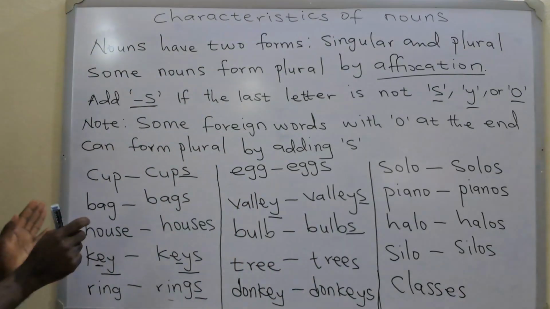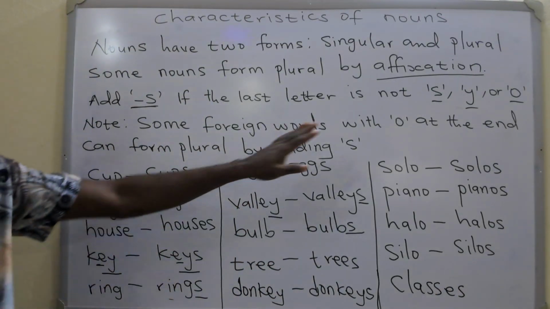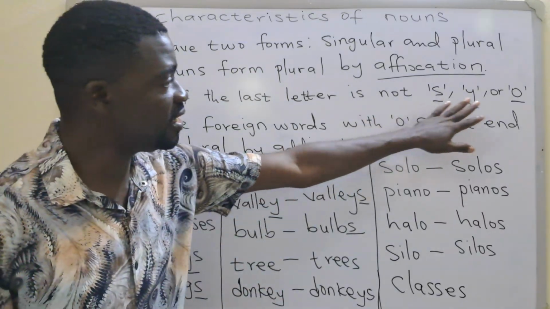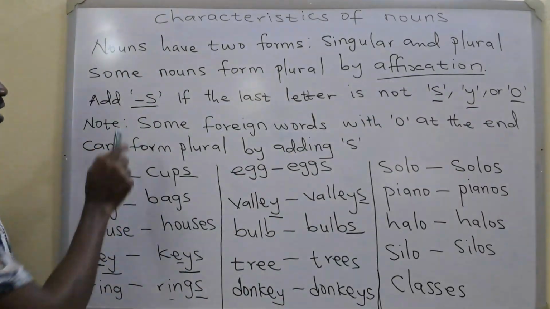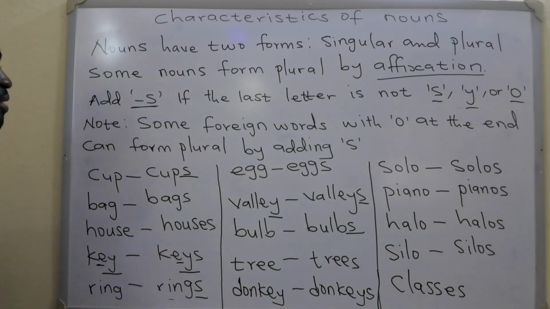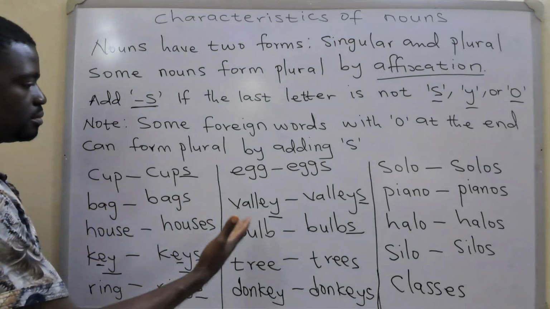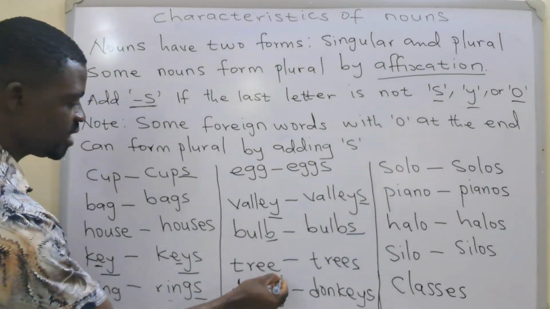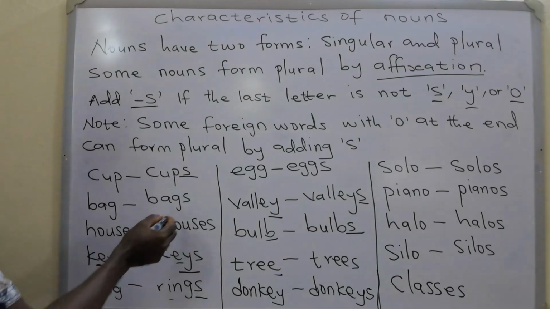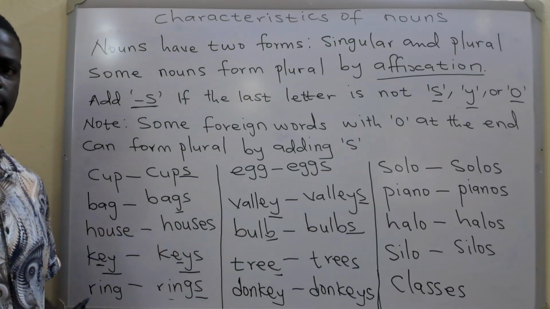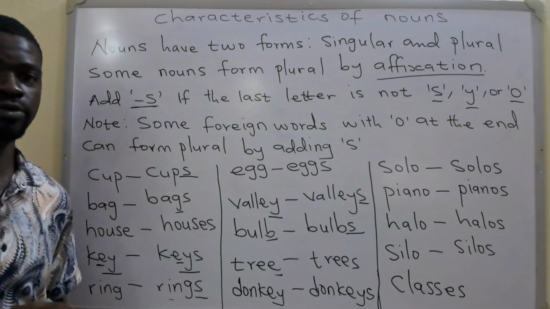So any other letter apart from these three, with the exceptions of course, apart from these three letters, should take S. That is, if your noun ends in a letter like this, or this, or this, you simply just add S to it to form the plural form of that noun.